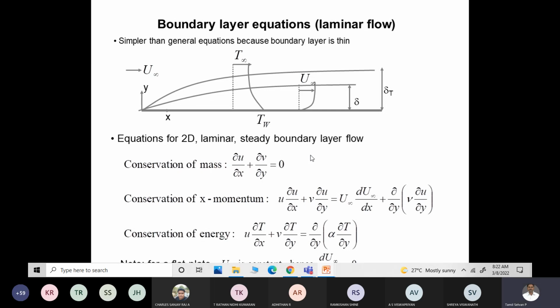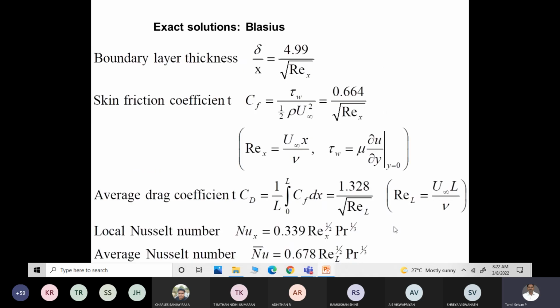For conservation of mass, we will be using dou u by dou x plus dou v by dou y, which is equal to 0. For momentum, u into dou u by dou x plus v into dou u by dou y, which is equal to u infinity du infinity by dx plus dou by dou y of nu into dou u by dou y. Similarly, for conservation of energy, we will be using this. From these equations, Blasius has given the exact solution for the velocity boundary layer thickness, del by x. Del is nothing but the thickness and x is the length from the leading edge.